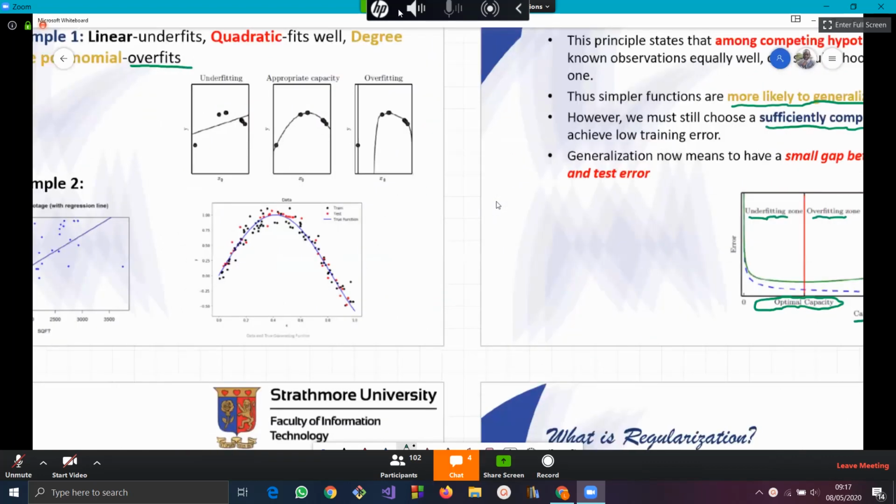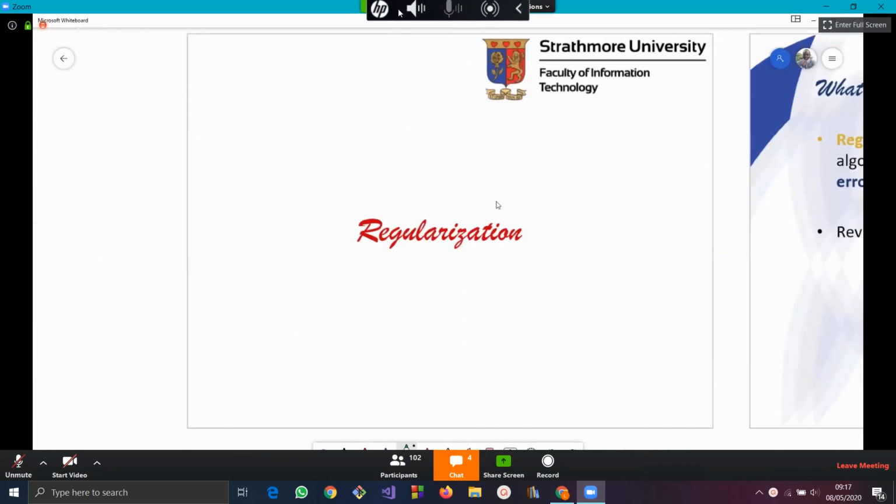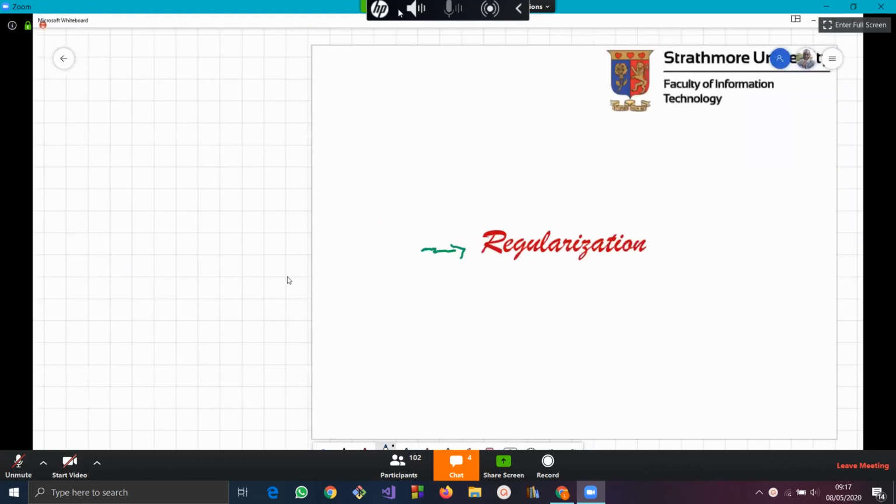Now, the official way to handle this problem is called regularization. Regularization is one of the most important things in machine learning. The other number one important thing in machine learning is, of course, optimization. It is the most important, the most studied.